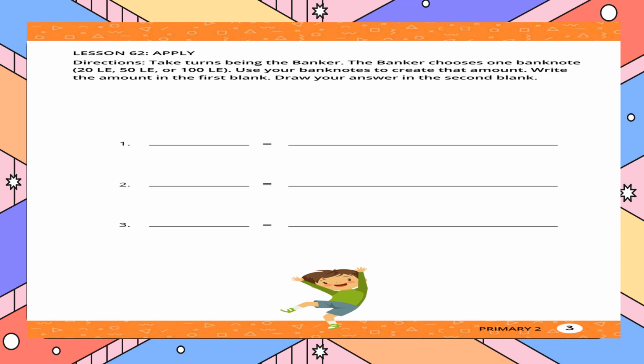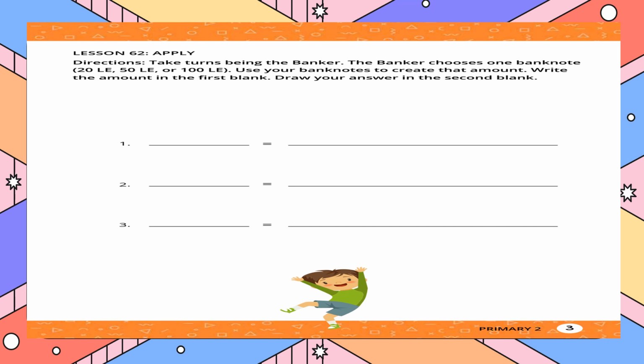Let's move to lesson 62. Take turns being the banker. The banker choose one banknote, 20 LE, 50 LE, or 100 LE. Use your banknotes to create the amount. Write the amount in the first blank. Draw your answer in the second blank.